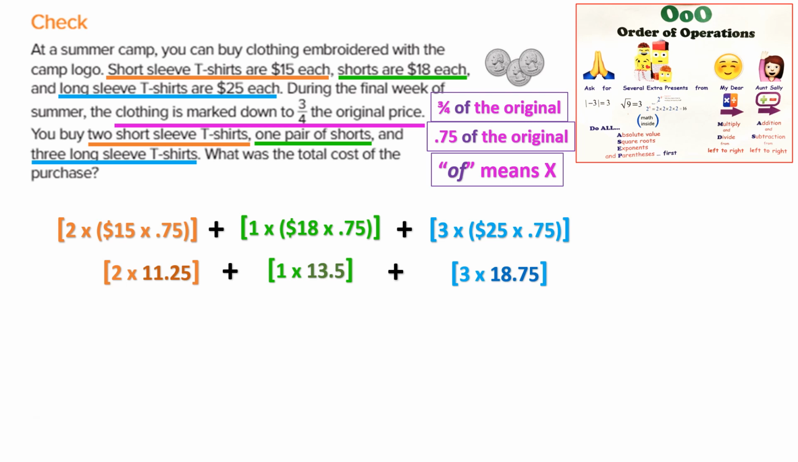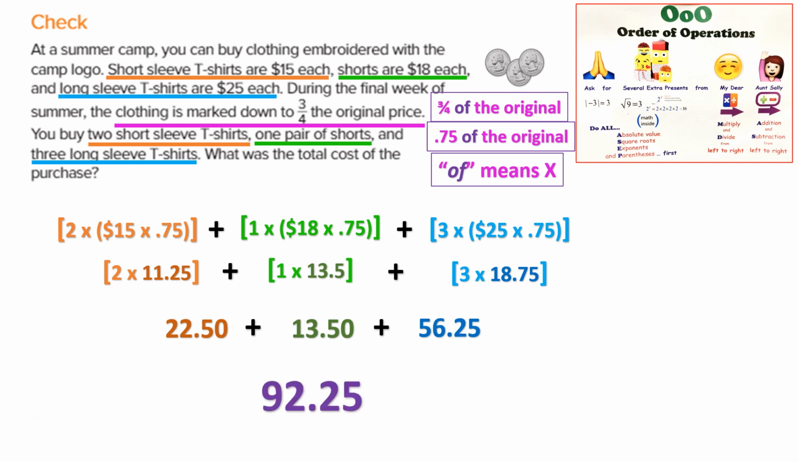Now I still can't do my addition, because now I have to solve for how many I'm buying of each item. 2 times $11.25 gives me $22.50. And I'm going to add to that, well, 1 times 13.5 is still $13.50. But 3 of the long sleeve t-shirts at $18.75 a piece is $56.25. Then I want to add them together. I would stack them, line up my decimals, bring down my decimal, and add, and I will see that I get $92.25. That's a lot of money to spend on camp clothes.